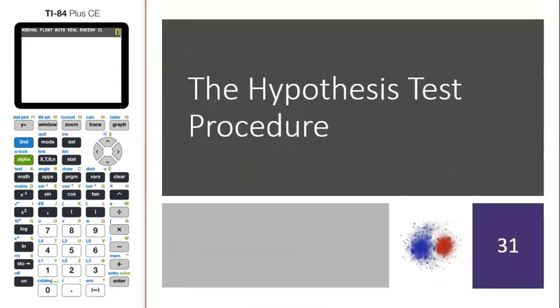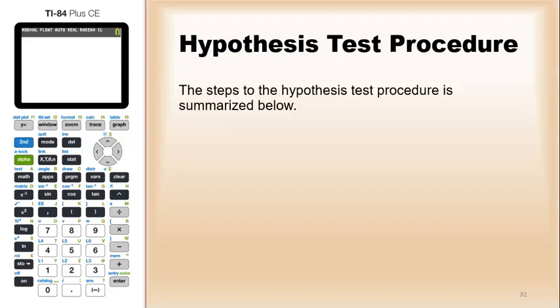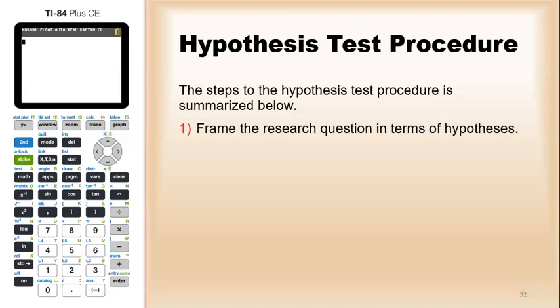Okay, so finally for this lesson, let's review the hypothesis test procedure. The steps to hypothesis tests are summarized here. The first step we do is always frame the research question in terms of hypotheses. One of the hypotheses is called the null hypothesis, which is the random chance hypothesis. The other is the alternative hypothesis, which is the researcher's hypothesis.